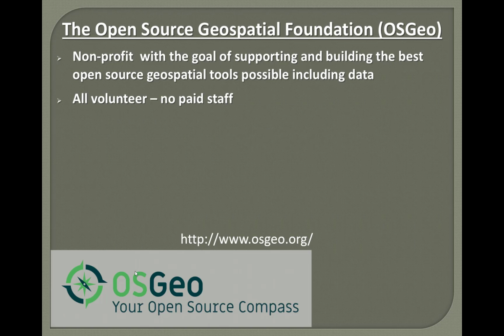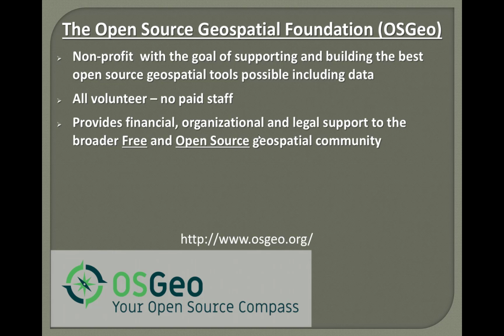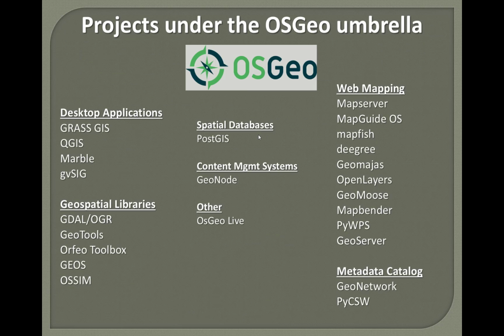So those are the software packages I wanted to introduce, and now I'm going to introduce this organization called OSGeo, the Open Source Geospatial Foundation. It's a nonprofit, and their goal is supporting open source geospatial tools. It's an all-volunteer organization, and the URL is there, osgeo.org. One of the real functions it provides is financial, organizational, and legal support to individual open source projects. This slide shows you all the projects under the OSGeo umbrella. QGIS you'll see here under desktop applications.